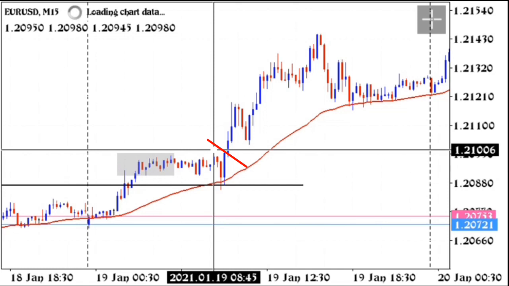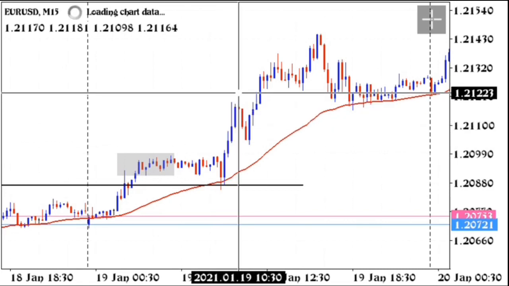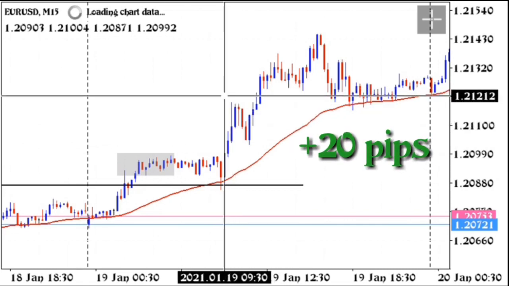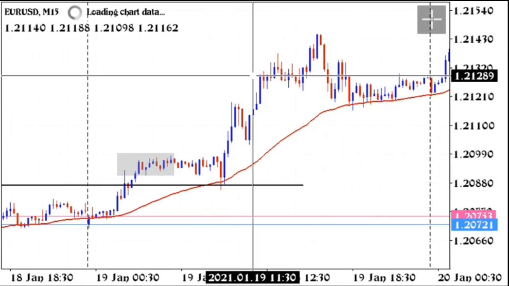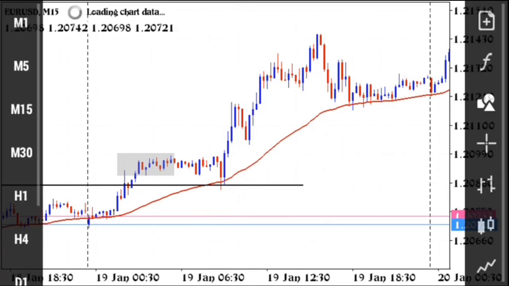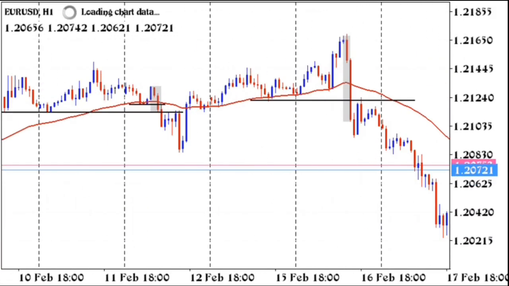at 1.210006. Exit would have been when I got 20 pips. Did I get it? Yes, 20 pips profit, and I'm out of this trade. So let's go back to our H1 to look for another setup.